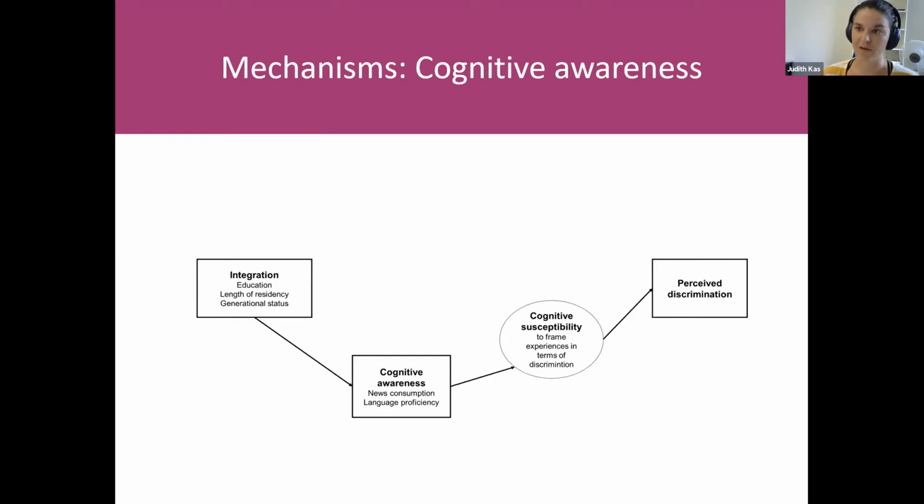And a similar argument is about news consumption in the country. If immigrants are more integrated, they may consume more local news, and they may therefore be more aware of how immigrants are portrayed in media. And if that's negative, then they may be more aware of being discriminated. A similar mechanism is that people who are more integrated are more sensitive to discrimination, so they're more aware of it happening, and therefore they may be more aware that it also probably happens to them, and therefore they're more likely to frame similar experiences in terms of discrimination.